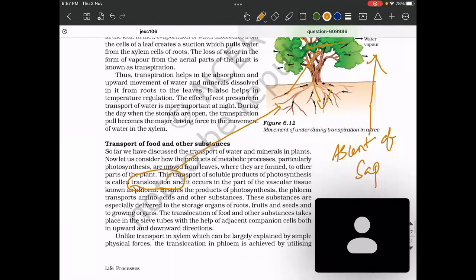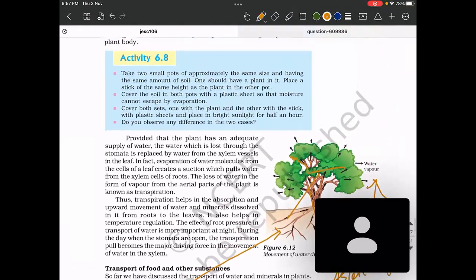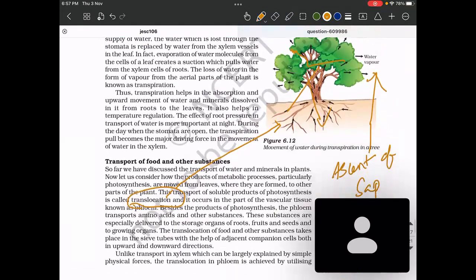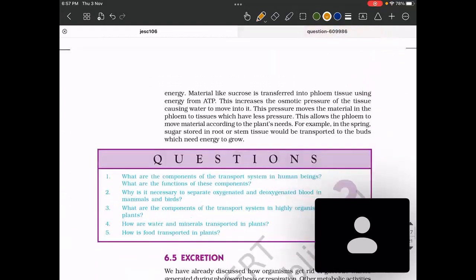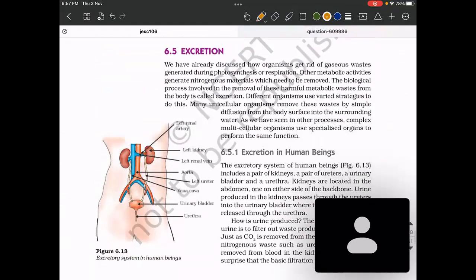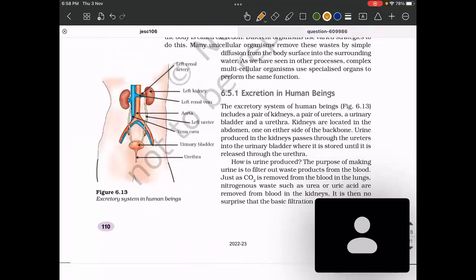So this is how the plant regulates this. What supports the movement of substances or ascent of sap? Transpiration. Okay, good.